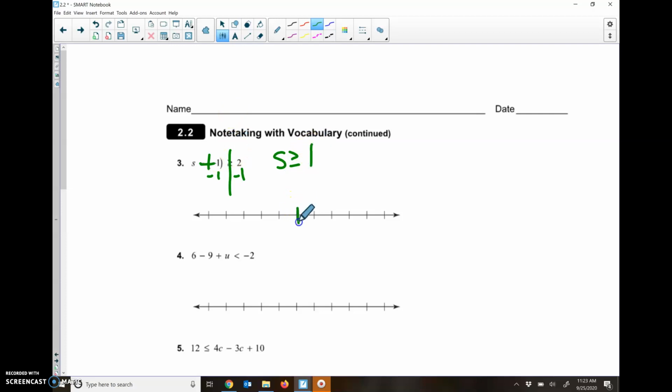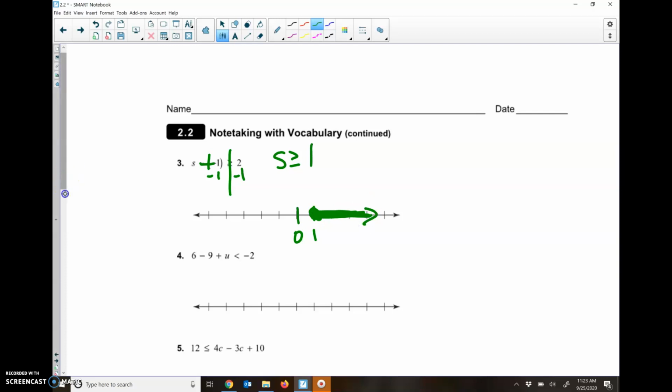So I'm going to put a 0 here, and 1 would go to the right of 0. Any numbers greater than or equal to 1. So filled in circle now because I have that line underneath it. And numbers greater than 1 end up going to the right, like 2, 3, 4, 5, all those numbers over there.